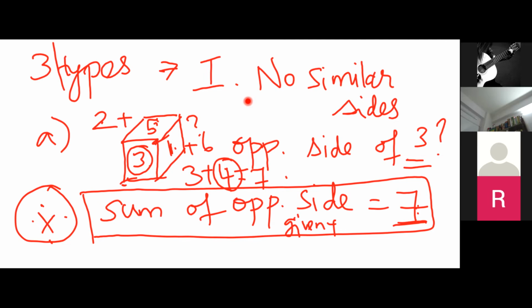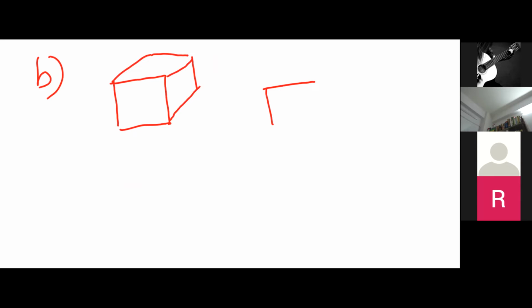So if the question is asked like what is the opposite side, and you have no similar sides, in this one dice I have drawn, we already know that no two values in the faces of the dice can be the same. It should start from 1 to 6, right? So I can easily tell the opposite side by the trick that the sum of the opposite sides is equal to 7. The next question for that is, if I'm given two dice which have no same values, type 1 problem only.